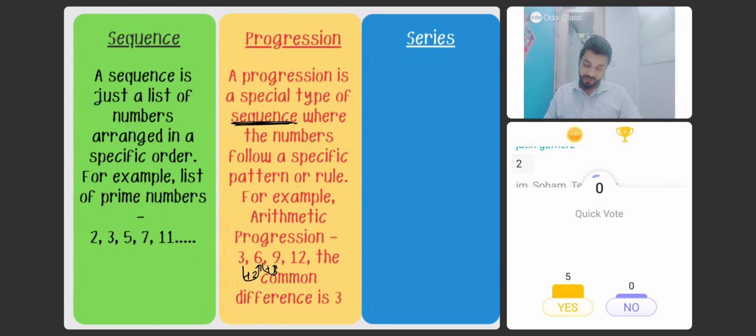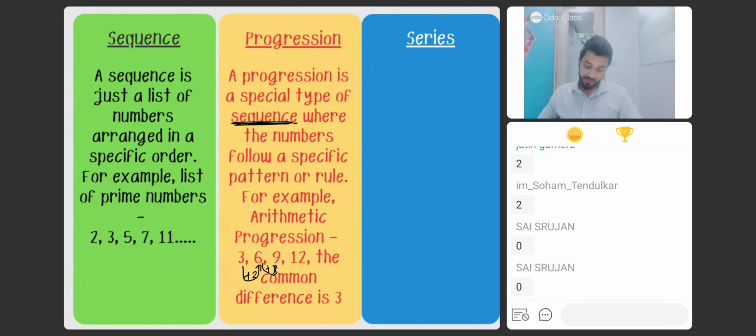Those who did not understand, I'm explaining again. If you understand sequence and progression, series will be nothing for you. The series definition is very simple. Let me repeat sequence and progression. A sequence is just a list of numbers arranged in a specific order. An example is the list of prime numbers: 2, 3, 5, 7, 11. This is a list of numbers arranged in a specific order, so this is called a sequence.